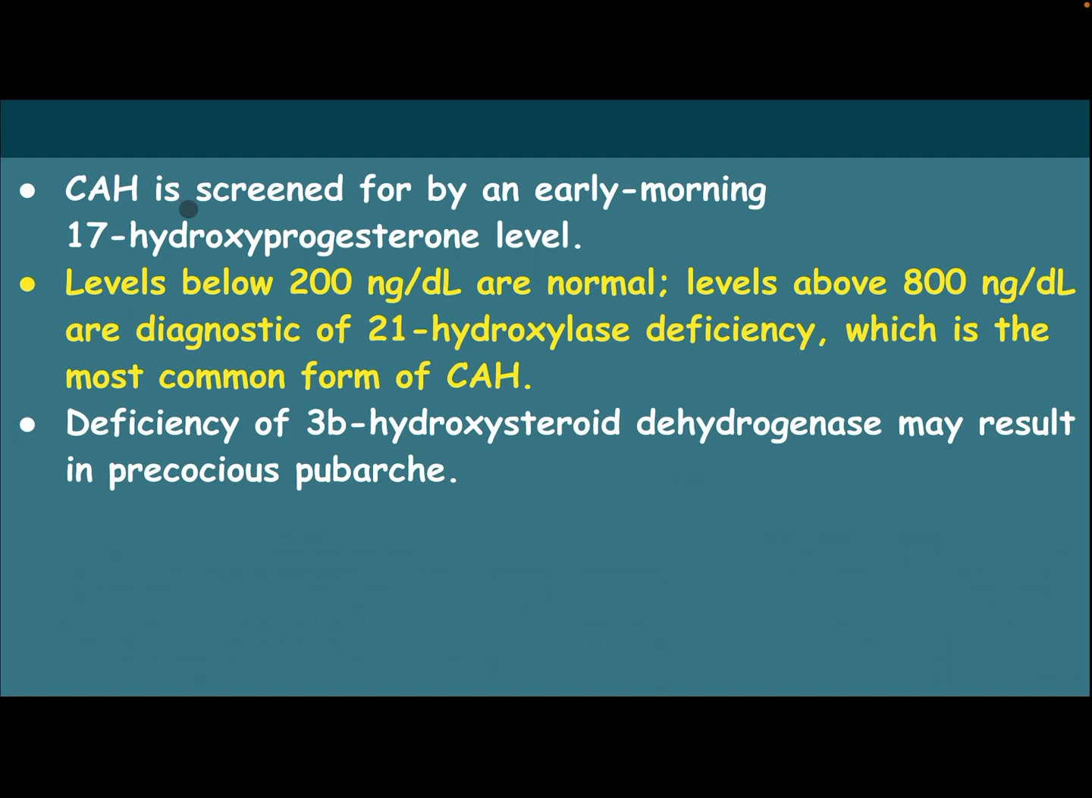Congenital adrenal hyperplasia is screened for by an early morning 17-hydroxyprogesterone level. Levels below 200 nanogram are normal. Levels above 800 nanogram are diagnostic of 21-hydroxylase deficiency, which is the most common form of congenital adrenal hyperplasia. Deficiency of 3-beta-hydroxysteroid dehydrogenase may result in precocious pubarche.